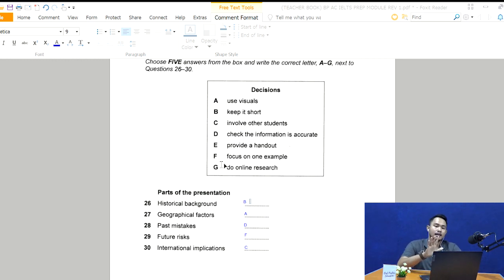So with that being said then, there is no mention about keep it short or anything in that audio. However, remember in the previous video that I mentioned before, everything is kind of being synonymized or paraphrased. So the answer is B, keep it short, because the man said that the other students know a little bit about the historical background, so don't take too long. So B would be the best answer for that.